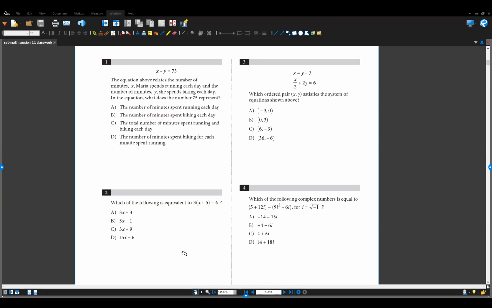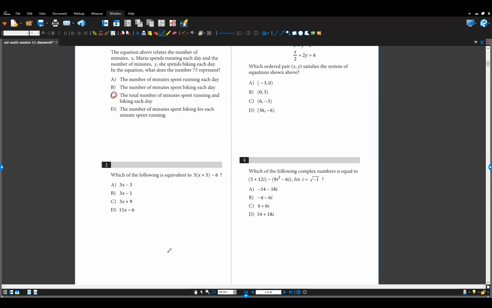All right, number 1. So x plus y equals 75. So it's C. Oh yeah, total number, right? Yep, that is C, the correct answer. What about number 2?